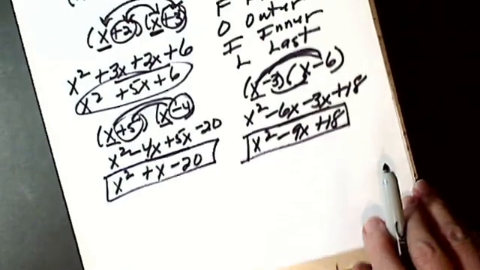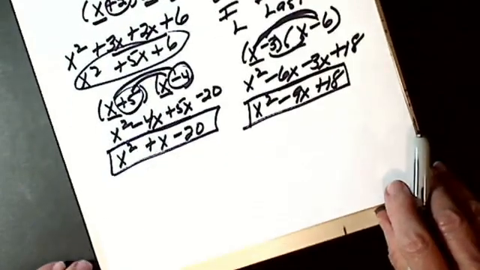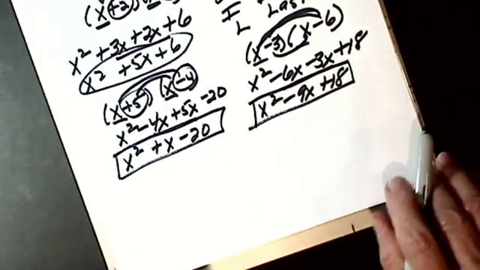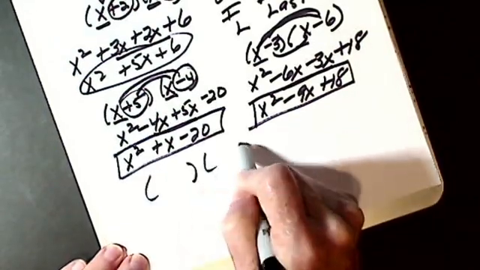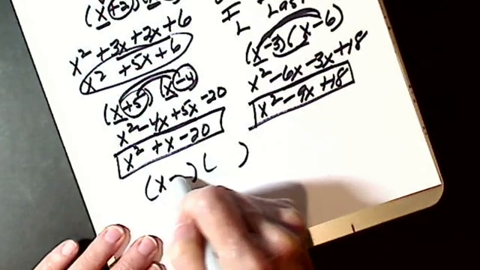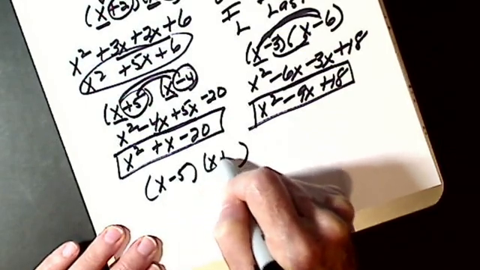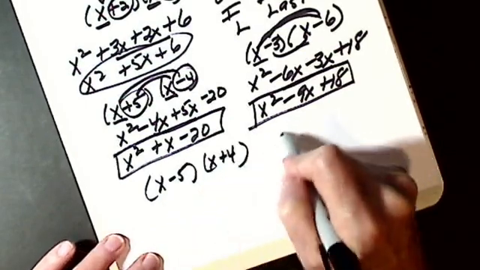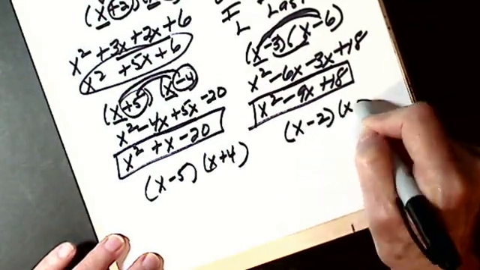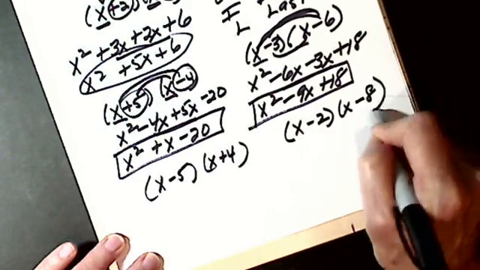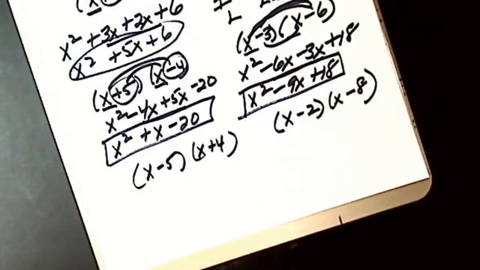So now, I would give you 2 to do. Put it on pause, because this is so important. You got to get these right. All right? So we'll FOIL these. X minus 5 and x plus 4. Then we'll do x minus 2 and x minus 8. All right. So put it on pause and FOIL those two.